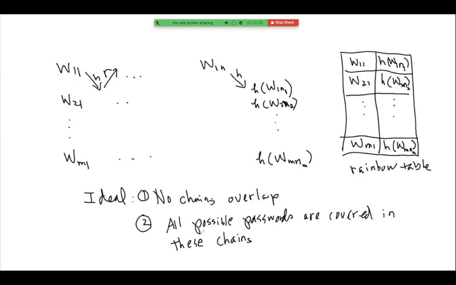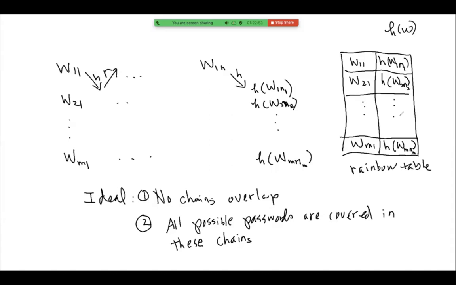Of course, in reality, it is just hard to achieve, but nevertheless, when you have a rainbow table, and I have captured H of W, the idea then is to find out whether this W appears in one of these chains by doing some computation, but not the entire thing.